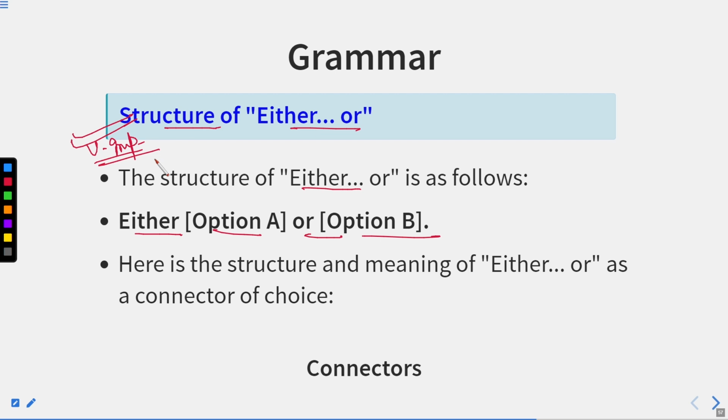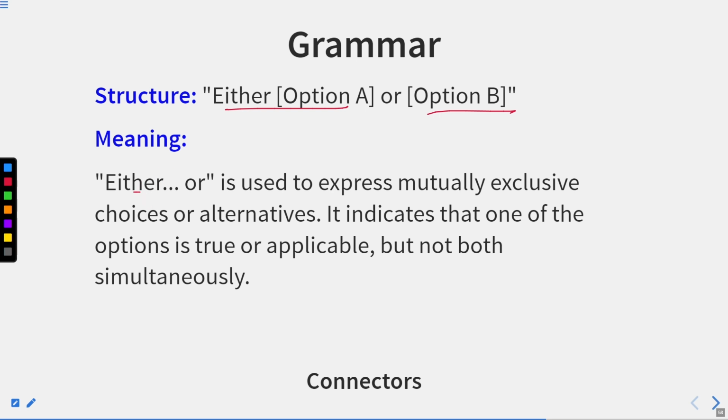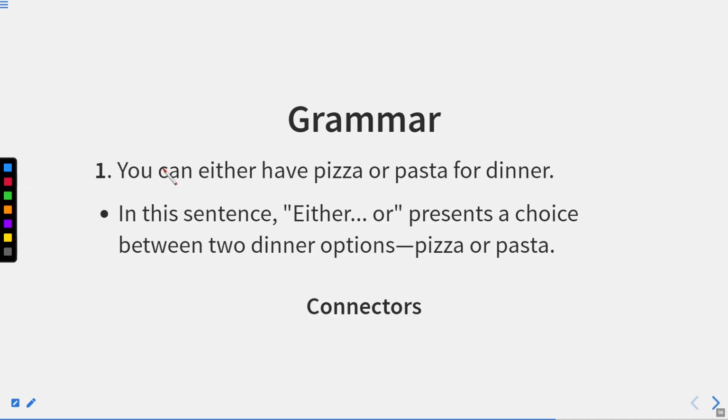Here is the structure and meaning of either or as a connector of choice. Structure: either option A or B. Meaning: either or is used to express mutually exclusive choices or alternatives. It indicates that one of the options is true or applicable but not both simultaneously. Now, if I say you can either have pizza or pasta for dinner, pizza and pasta are the two options. First option is this and second option is this. Now, the sentence is correct, though if I want to rectify it in a more refined manner, I can say you can have either pizza or pasta for dinner. So I can write have either. So this can also be the correct form.